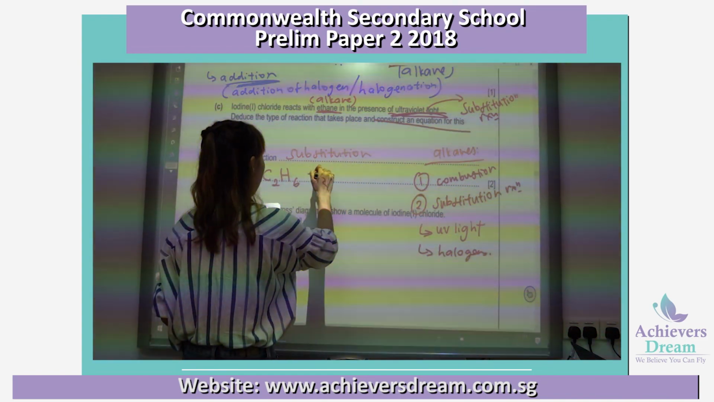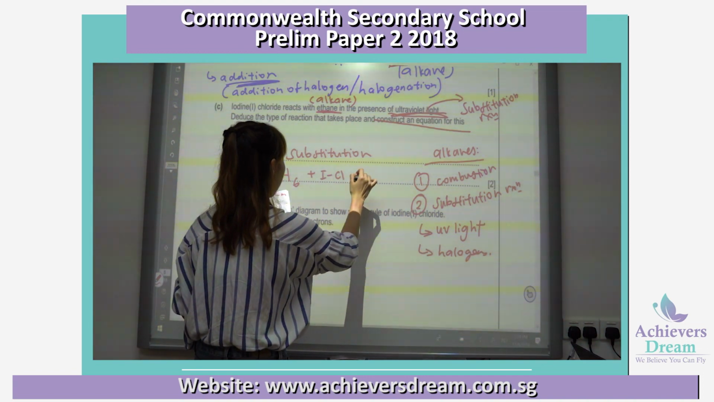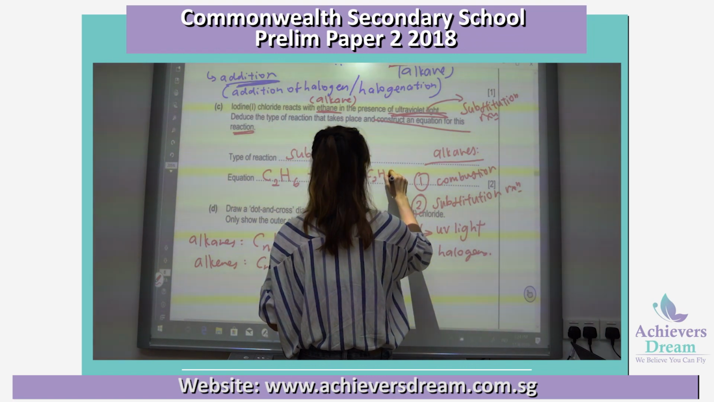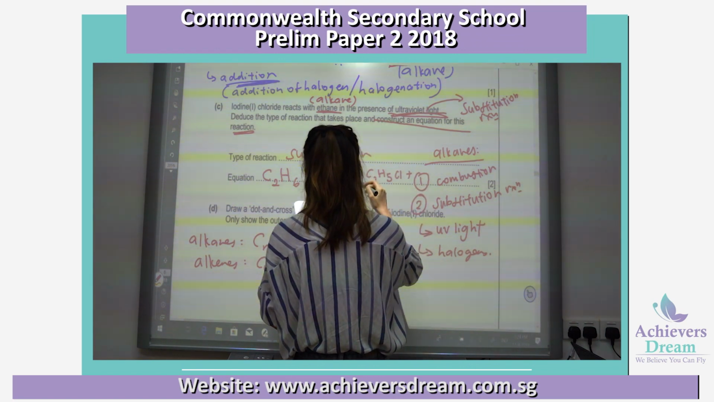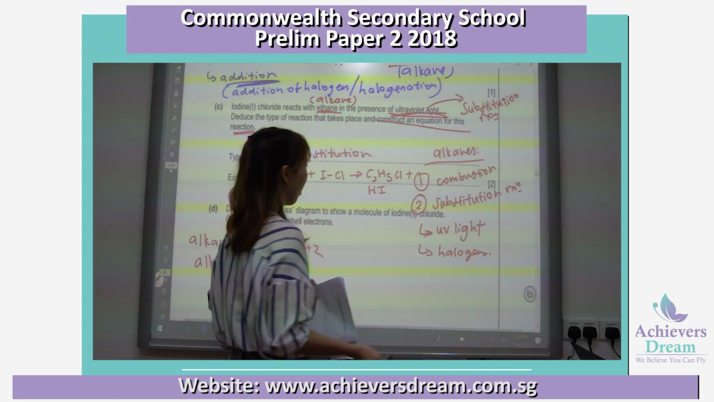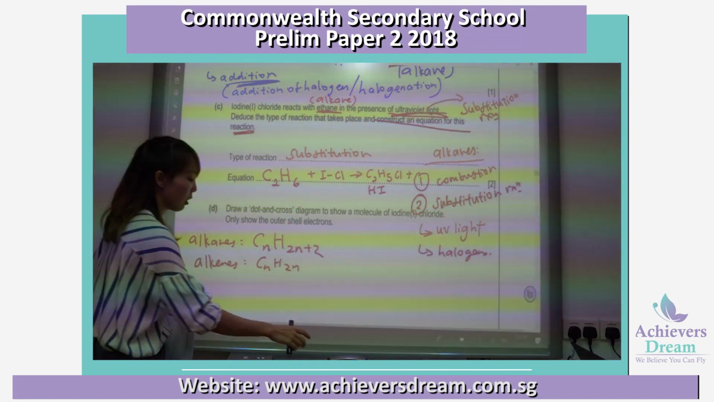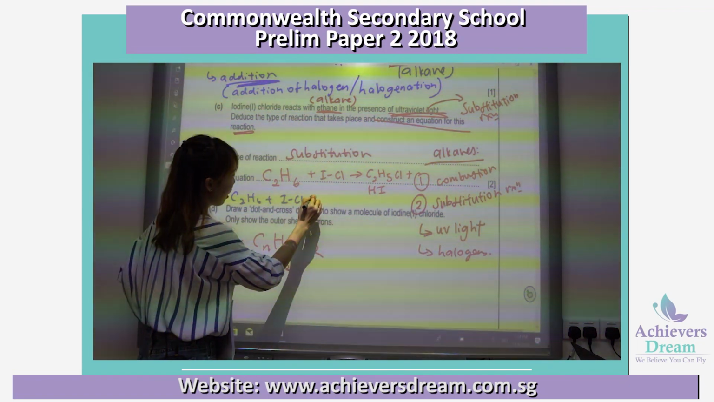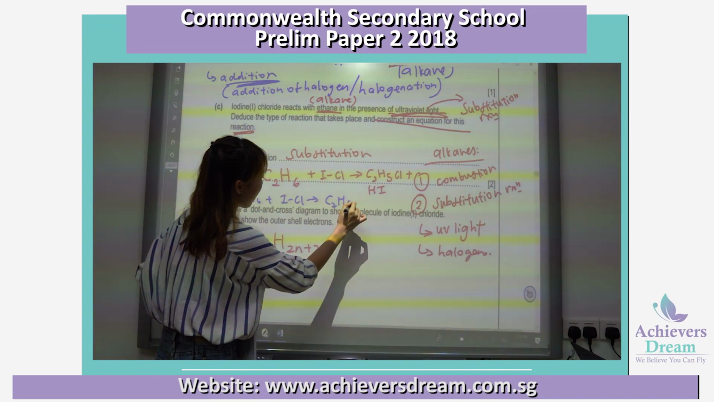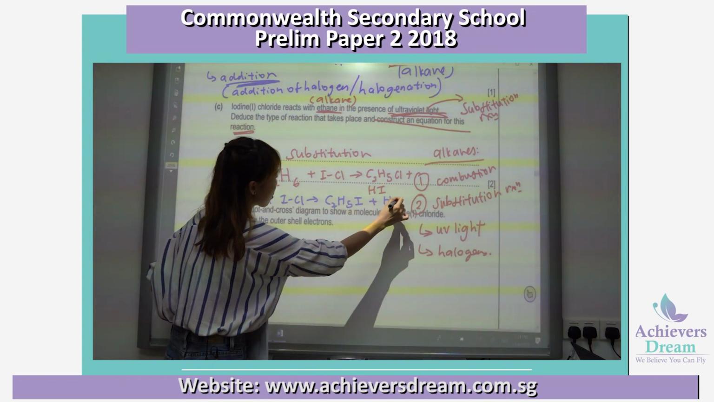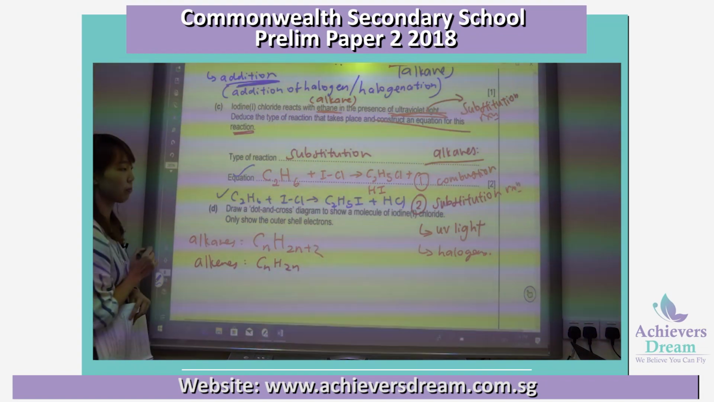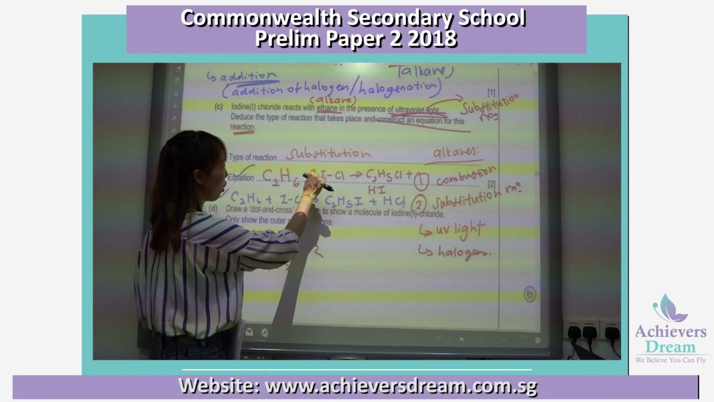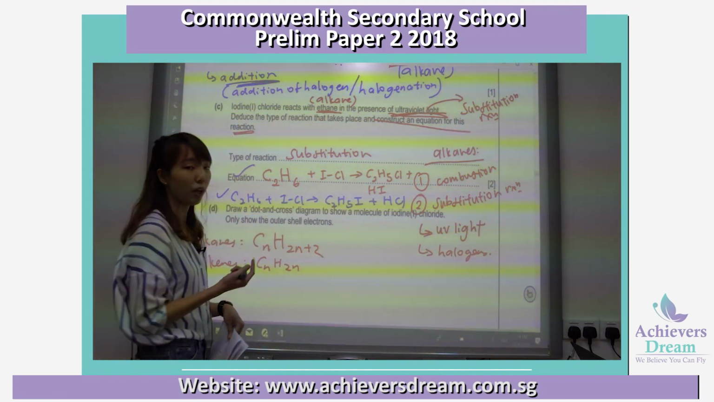So C2H6 plus ICl, it will give me C2H5Cl plus HI. You can also do it the other way. So C2H6 plus ICl, I'll get C2H5I plus HCl. Both are acceptable, as long as you show me that there must be a substitution of one of your halogens in your final product.